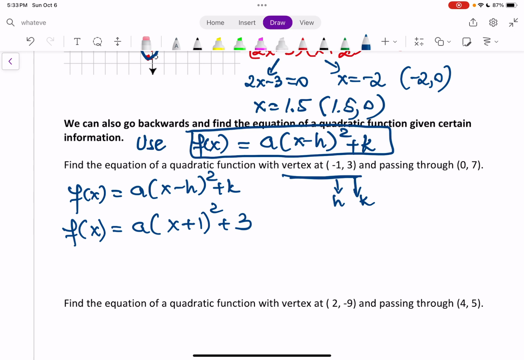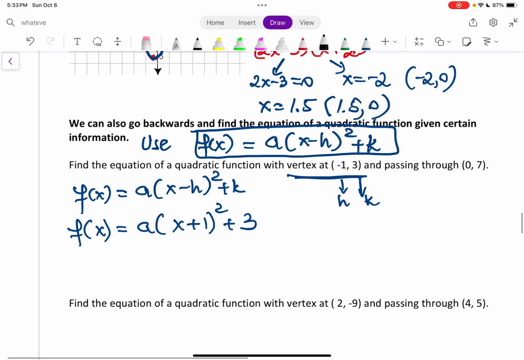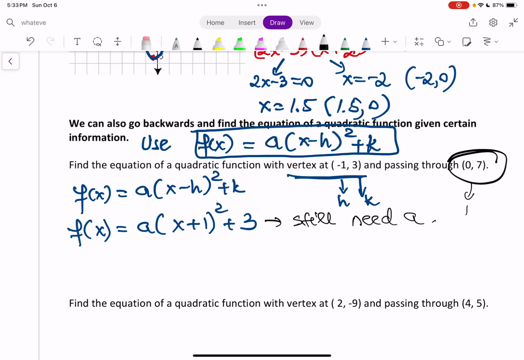To find this equation, I still need a. Let me write this down. We still need a. Okay, what else do I have? I have a point, a different point, an extra point. Really, to graph a parabola, a quadratic function, all you need is the vertex and one extra point. That's it. So the point is 0, 7.